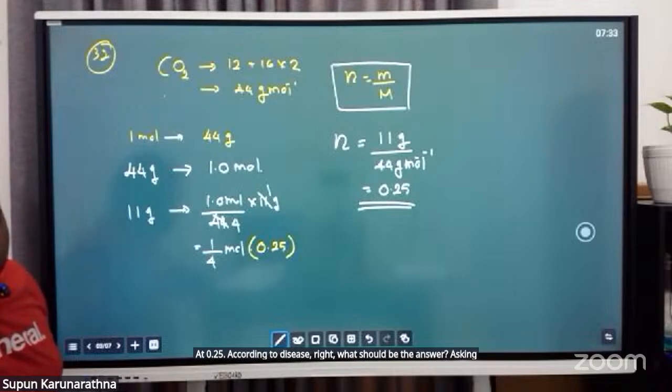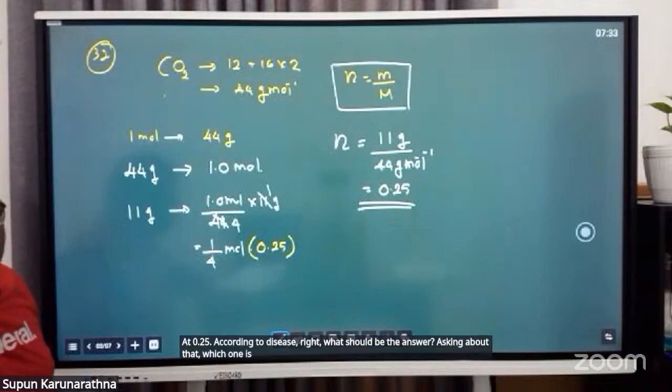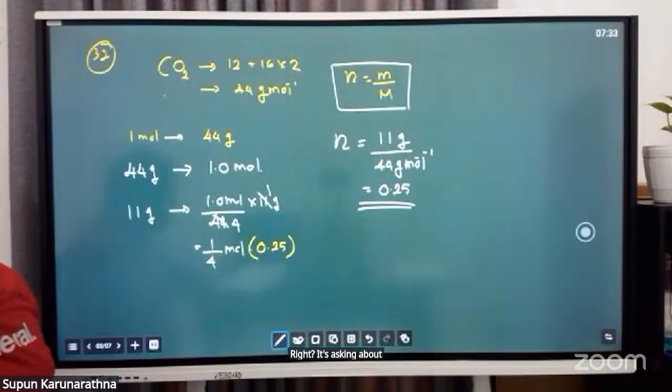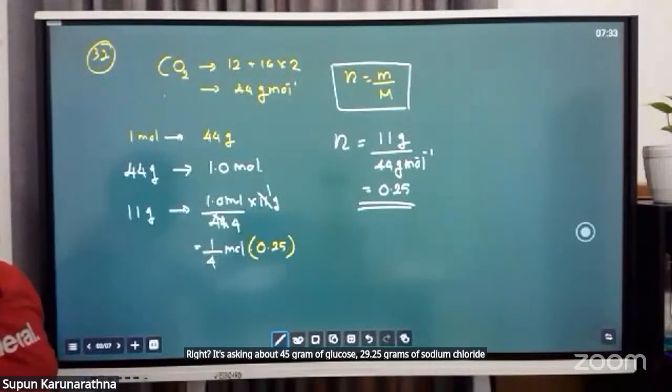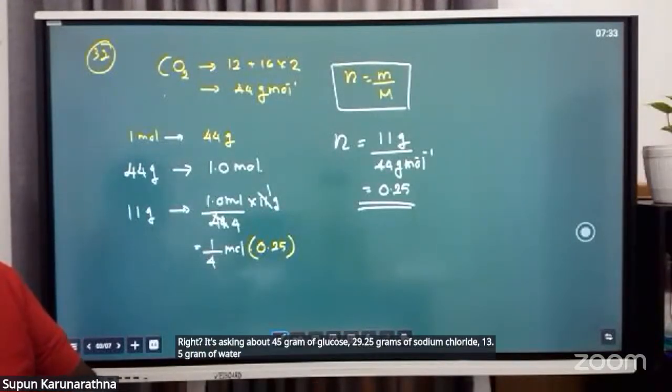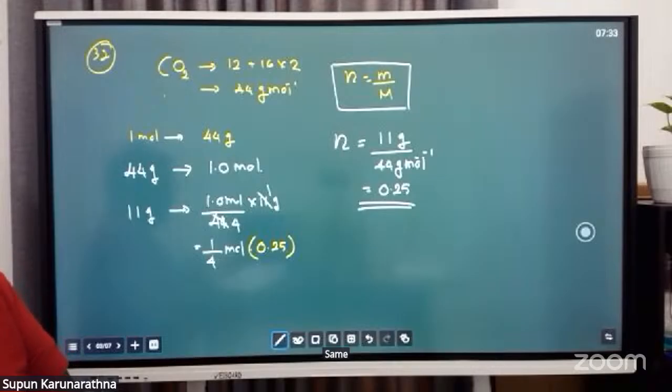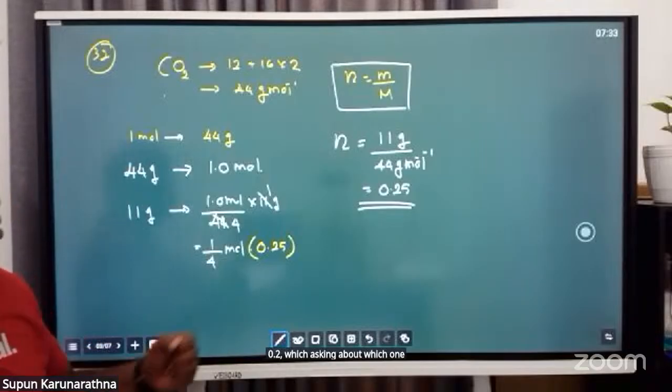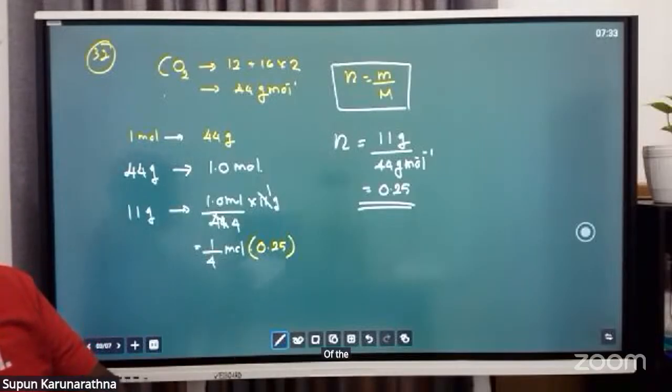According to this, what should the answer be? It is asking which one is similar to that. The options are 45 grams of glucose, 29.25 grams of sodium chloride, 13.5 grams of water, and 60 grams of urea. We need to find which one has 0.25 moles of the given component. What is your answer for question 32?